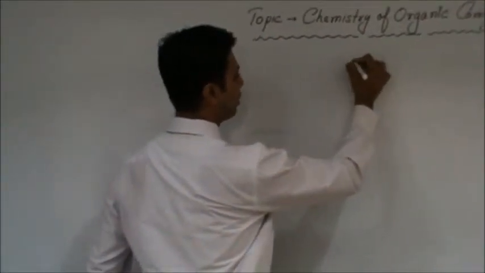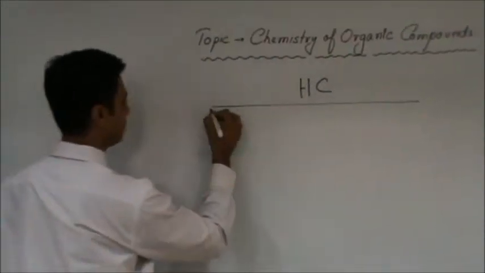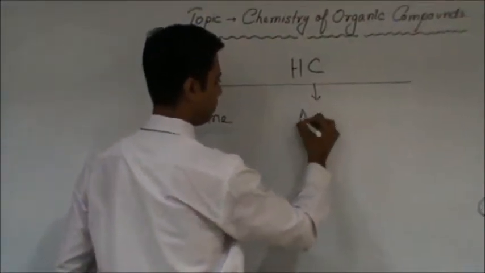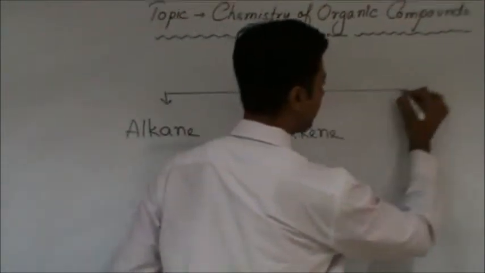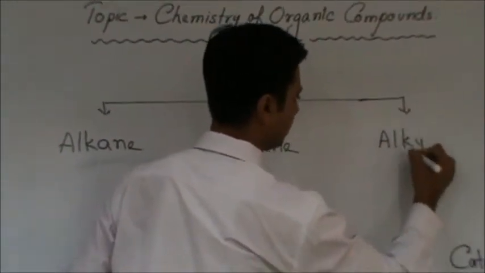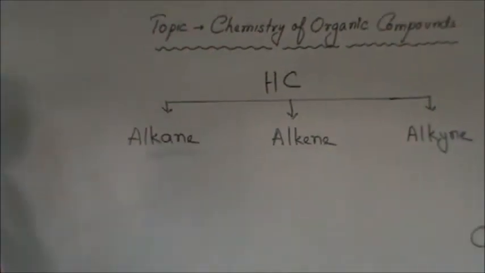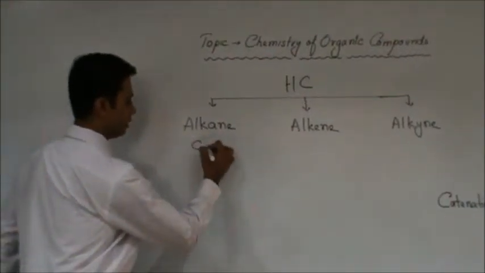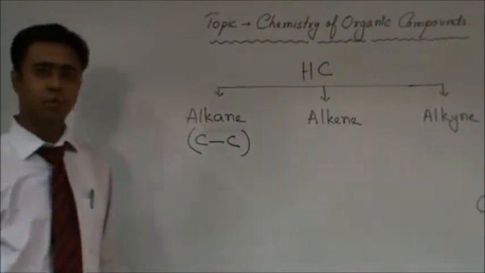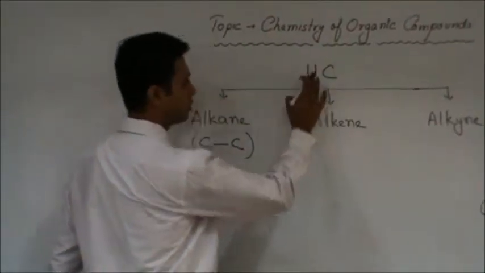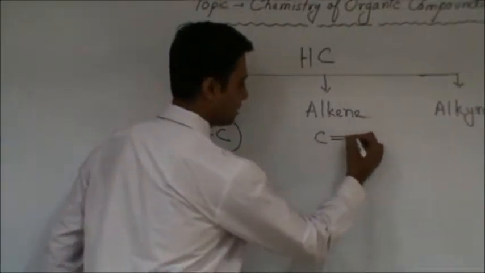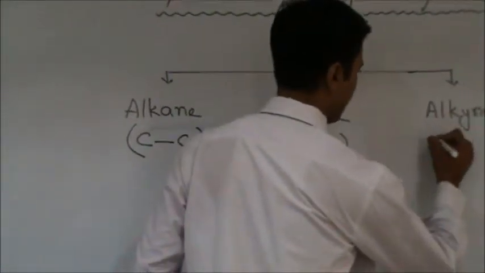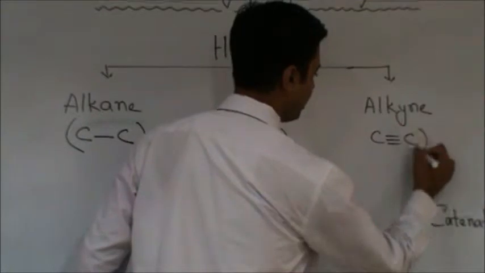The 3 important groups of hydrocarbon are alkane, alkene, and alkyne. Alkanes are those hydrocarbons in which there is a carbon-carbon single bond, whereas alkenes are those hydrocarbons where there is one or more than one carbon-carbon double bond, whereas alkynes are those hydrocarbons which have a carbon-carbon triple bond.